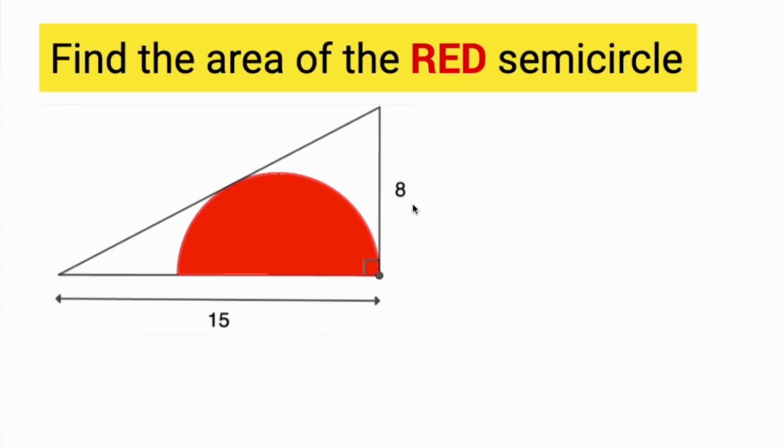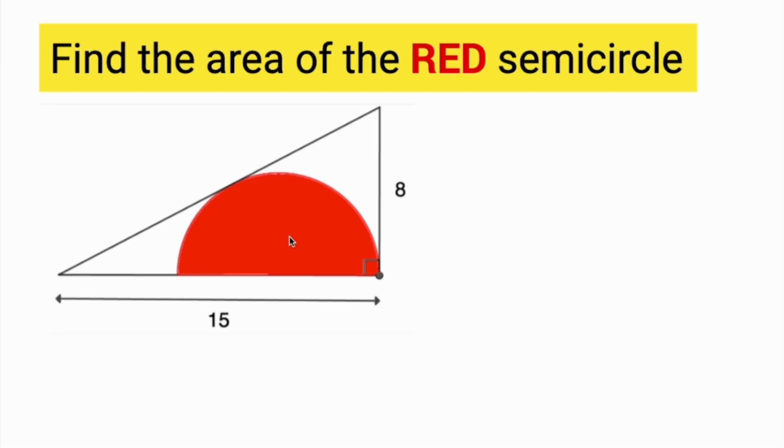All right, welcome back. In this problem, we're going to find the area of the red semicircle, knowing that we have a right triangle where one side is 8, the other side is 15, and the red semicircle is tangent to the hypotenuse. If you want to try this problem on your own, pause the video because I'm going to solve this problem in just a few seconds.